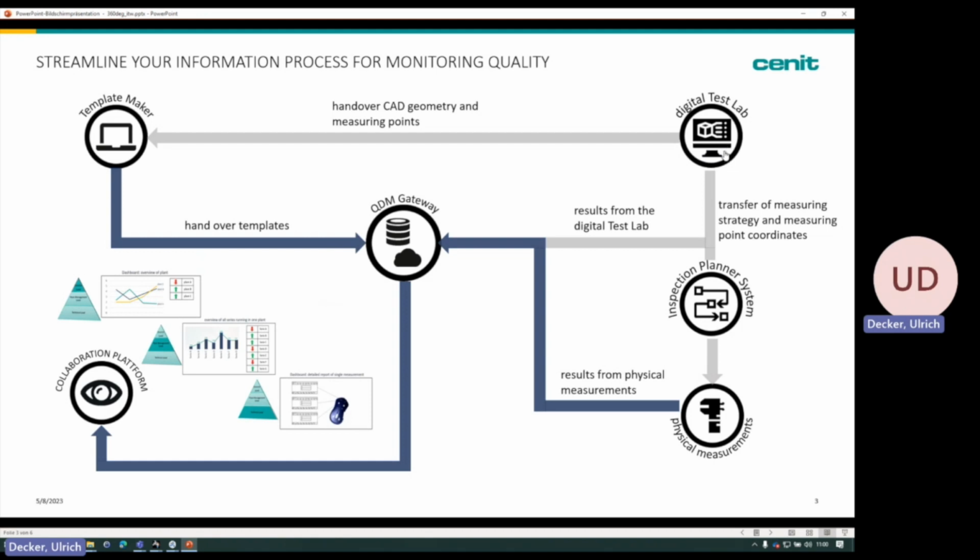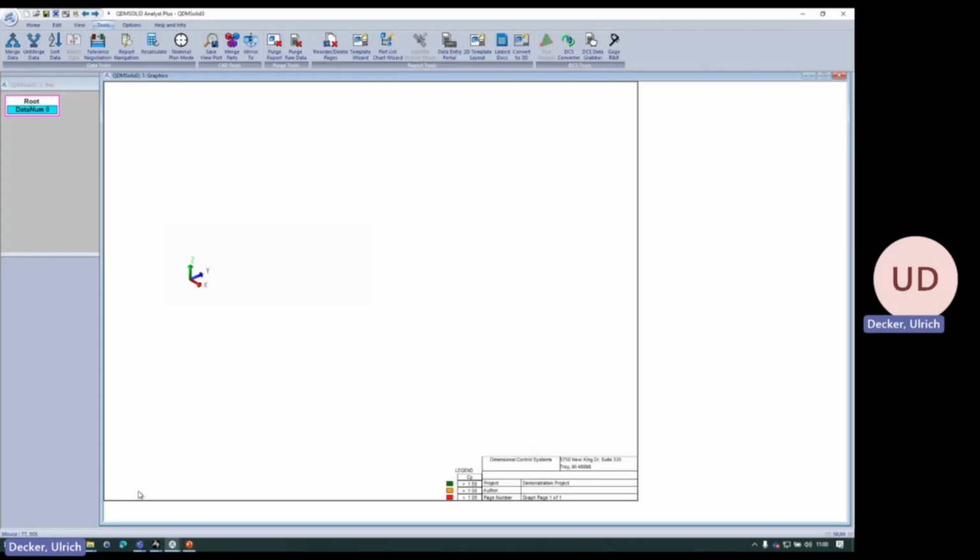So the next step we want to look at is how we hand this over to our template maker. And this template maker is in regards to how a result should look, and how this template will be filled up with physical measurements on one hand, but also with digital measurements out of our digital test lab. However, let's have a look at that path, and therefore we are switching over to our template maker.